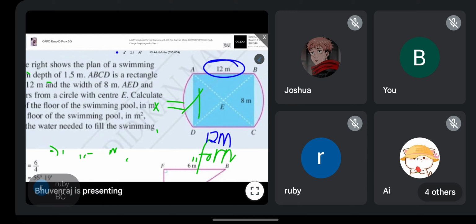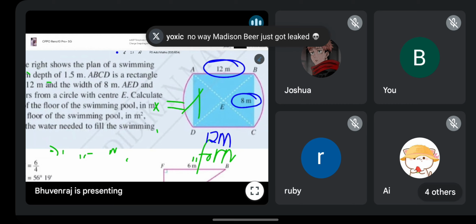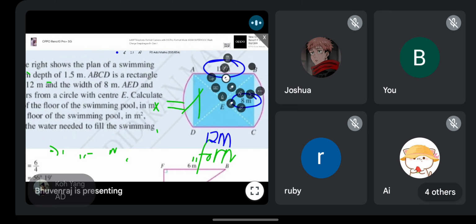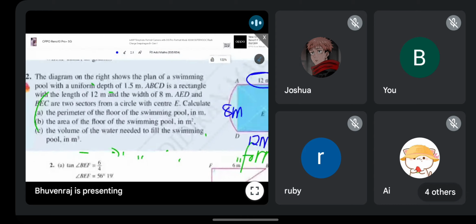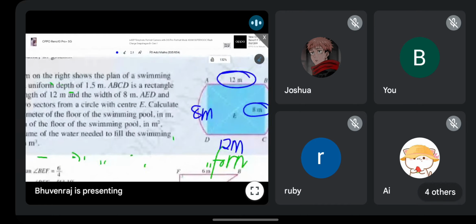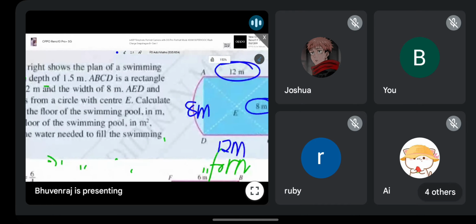Satu saja. Okay, how about the 8 meter? Mana lagi panjang sama dengan 8 meter? Yes. Okay, correct. AD. Okay, AD is also 8 meter. Okay, so you got a lot of info already. Okay, so next one. They say that AED BEC sector. Okay, AED BEC sector. So kamu boleh lukis lah.